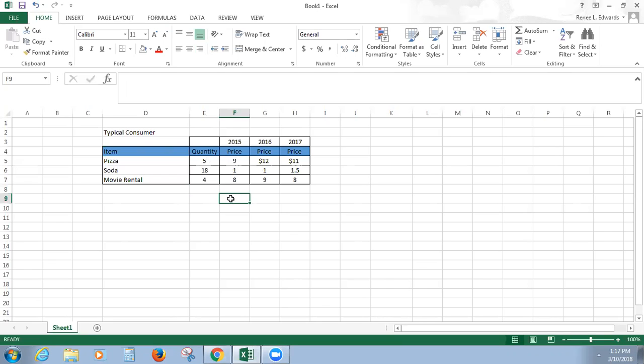So the cost of the basket of goods is going to be equal to the 5 that he buys times the price plus the 18 sodas he buys at a price of $1 plus the 4 movie rentals he buys at a price of $8 a piece. All right, so we find out that the cost of his basket of goods in 2015 was $95. Do the same thing for 2016, 2017.